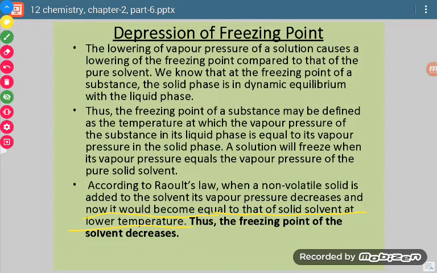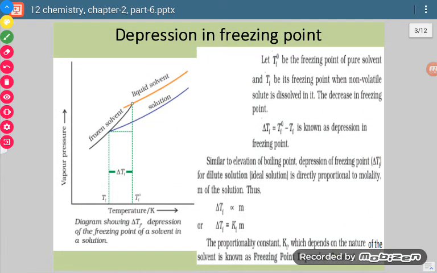Means when non-volatile solute we have added, then what is going to happen? We have studied that vapor pressure will decrease. Now if vapor pressure will decrease, then it means its solid state will come earlier, or we can say its solid state will come at a lower temperature. So it means the freezing point of the solvent will decrease. So we say it is depression in freezing point. Now with the help of a diagram we can check it.